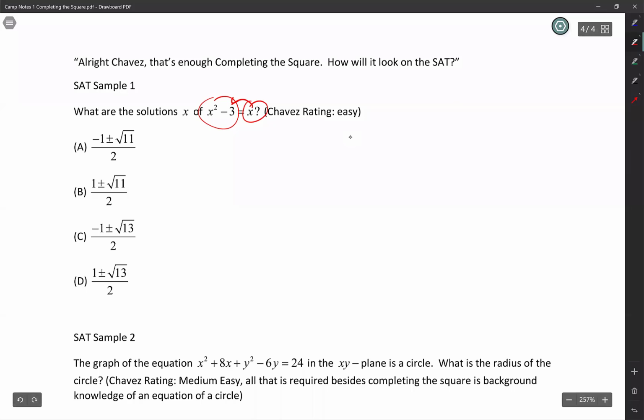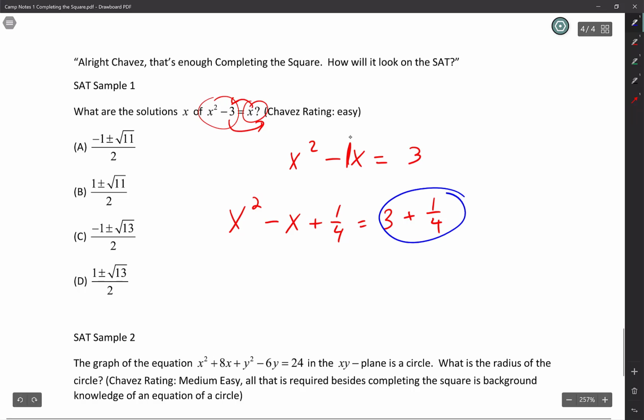So move the x to the left, move the 3 to the right. So I'll have x squared minus x equals a positive 3. And it's okay to have a fraction here. So the number in front there is a 1. So let's see. 1 divided by 2 is a half, and a half squared is a fourth. So I'm going to have x squared minus x plus 1/4 equals, whatever you do to one side, you do to the other. And it's okay to have that 1/4 there.